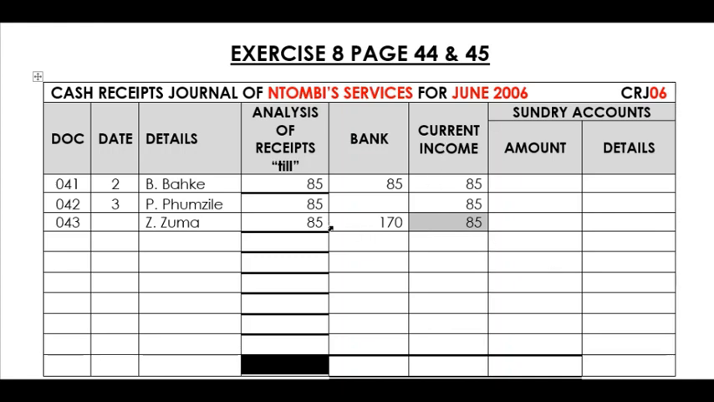Very important. Sometimes you get confused and you want to write 170 here, but you shouldn't. The amount that goes to current income must be the same amount that you've put into your till for this transaction, or the amount that was written on the receipt.